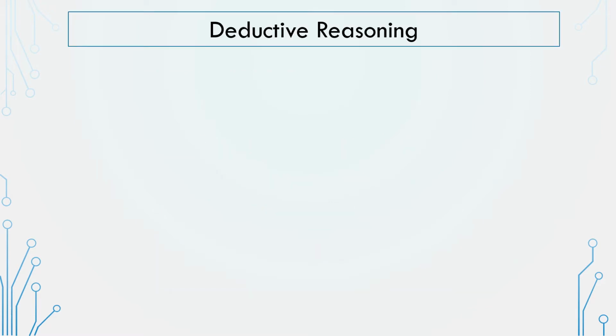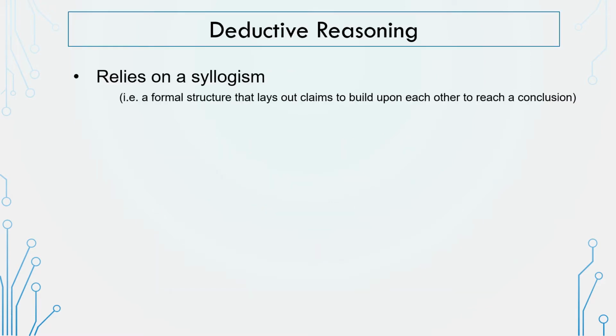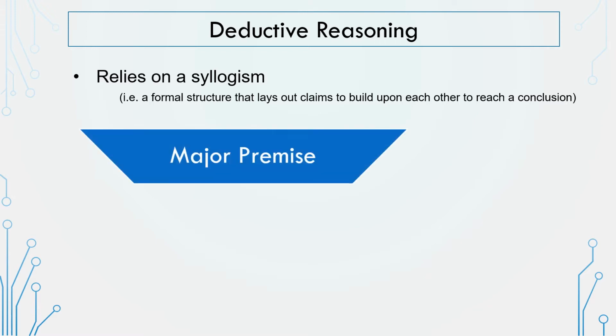Deductive reasoning relies on a syllogism, which is a formal structure that lays out claims to build upon each other in order to reach a conclusion. I know this may sound somewhat confusing, but the way that I like to think of it is as an inverted pyramid. In this model, the top piece of your pyramid would be your major premise. A major premise is a statement of general truth or fact. So in other words, something that is widely and correctly known.